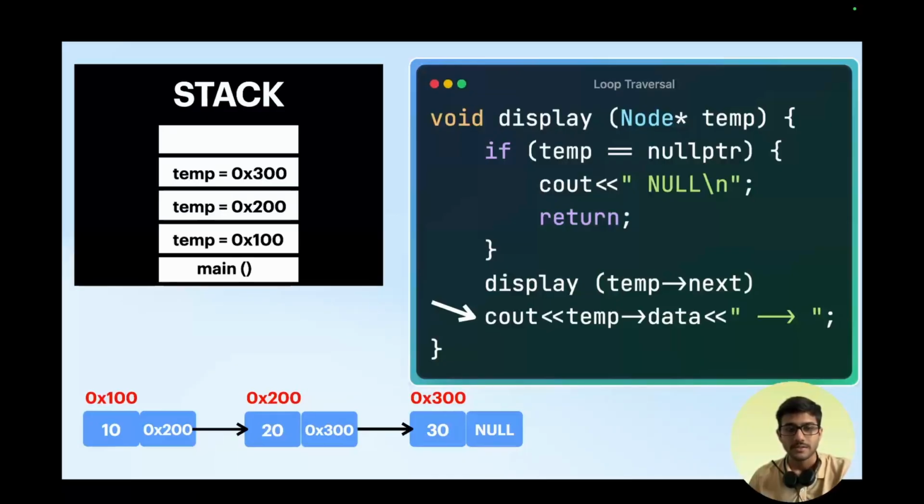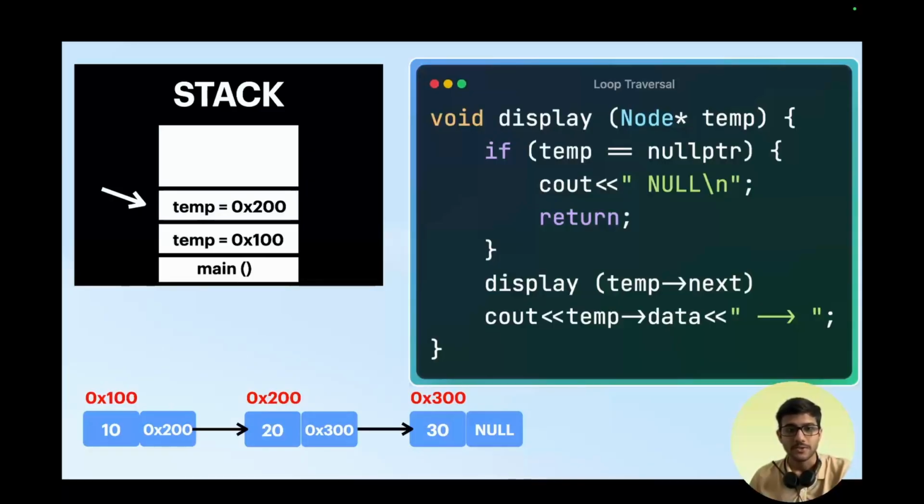Now in stack, we always operate on the topmost element of the stack. Hence, at the moment, the topmost element is having the value of 300. That is, we are pointing to the last node. Temp of data will be 30. That will be printed on the screen. So since temp is pointing to 300, we will be printing 30. And then we will pop this element because the function ends.